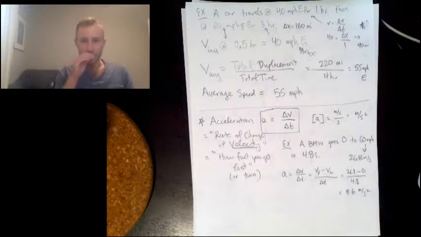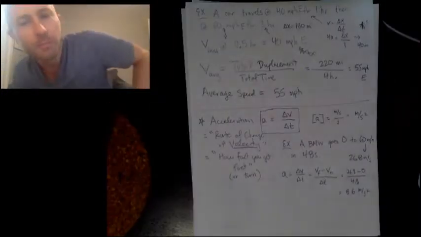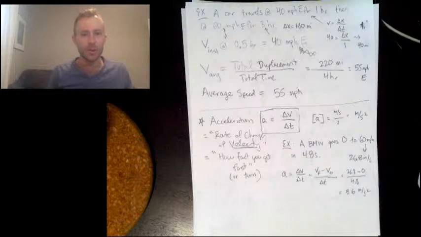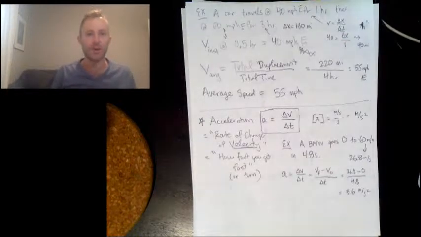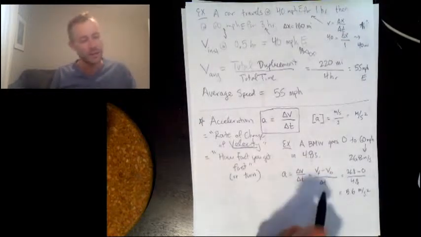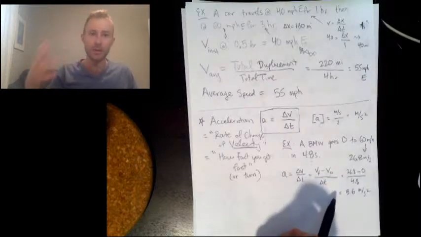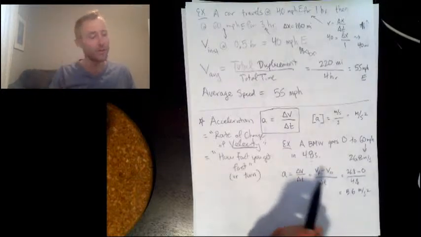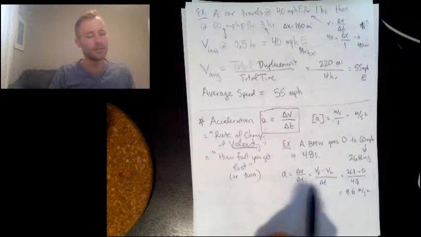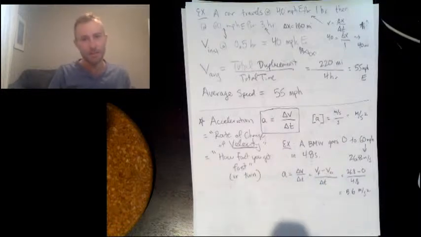That's our answer. Okay? So the more time it takes for you to go 0 to 60, the smaller your acceleration. Why is that? Because time elapsed is in the denominator. So the bigger that denominator gets, the smaller your acceleration is going to get.